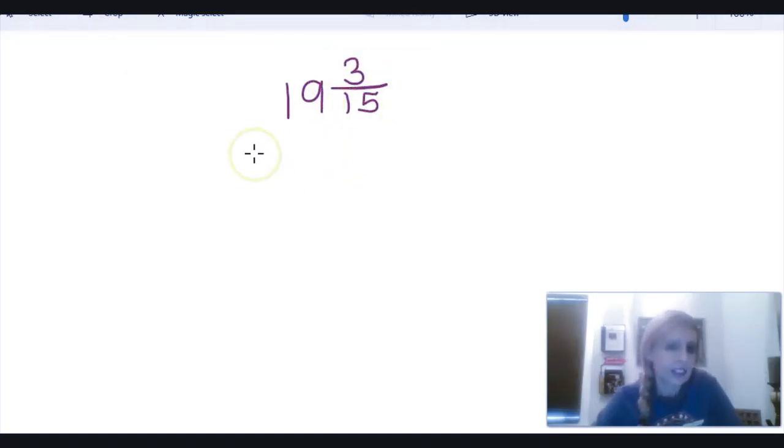Let's go ahead and look at the real problems that you worked on yesterday. In your book on page 189, you worked on 3D. That one was 19 and 3/15 minus 8 and 4/5.